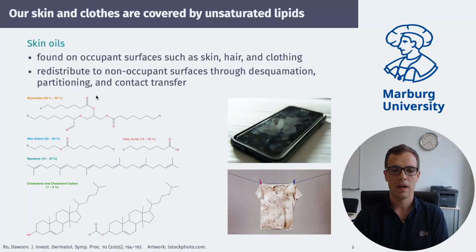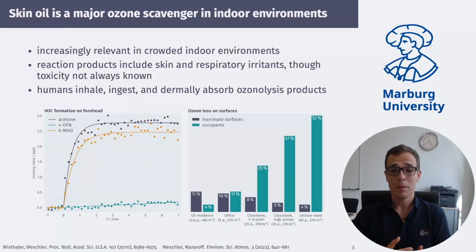And it's really a mixture of lipids, mostly glycerides, but also wax esters, fatty acids, and cholesterol, and of course squalene. Squalene is particularly important because it has 6 double bonds and it is very reactive toward indoor air oxidants. So as a matter of fact, when you are in a crowded indoor environment, like in a classroom with 25 persons or a lecture hall with 65 persons, then the oxidation of human skin lipids is the dominant pathway for ozone loss in those environments.